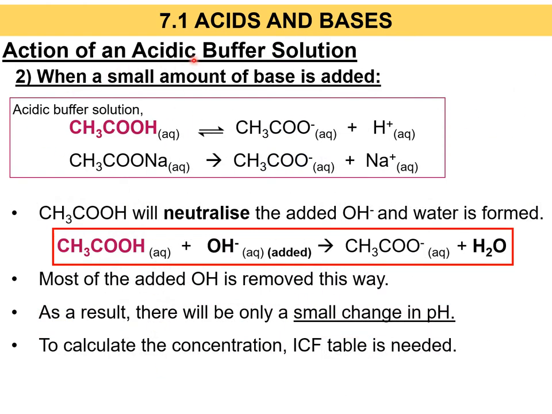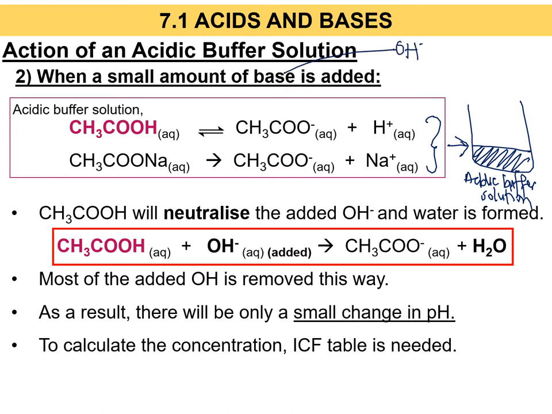Okay, so what happened to the acidic buffer solution when a small amount of base is added? Again, you need to remember these two equations are in the acidic buffer solution. Now, when a small amount of base is added, the base added is OH minus. Looking at these two equations, who will be affected when a small amount of OH minus is added? CH3COOH will be affected. So remember, if you have an acidic buffer solution and you mix a base into it, the one that will be affected is CH3COOH.